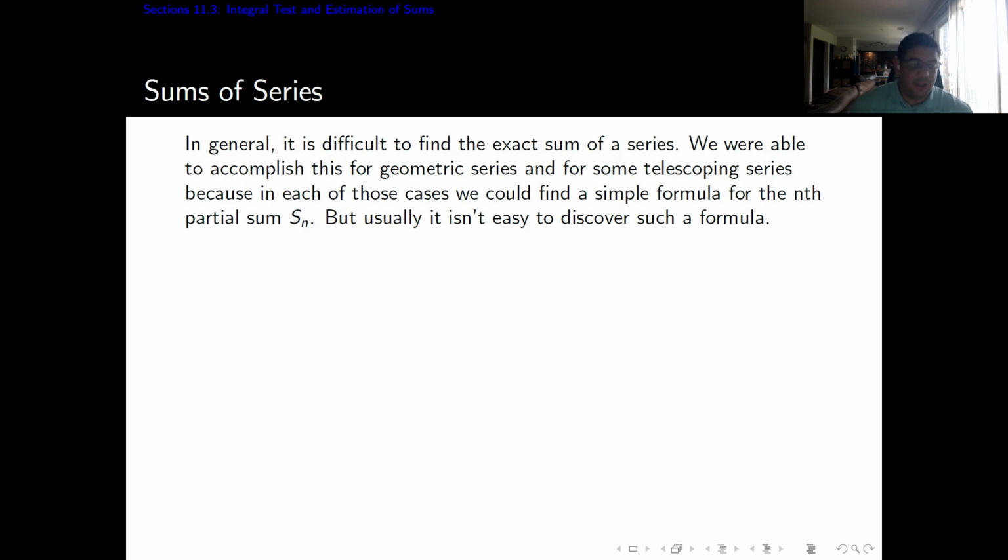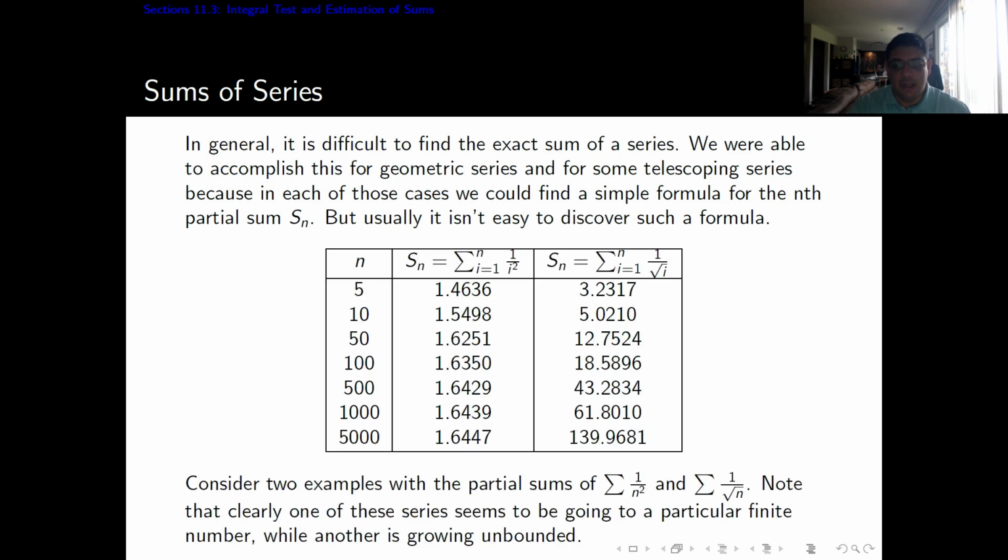But it's not going to be easy to discover such a formula in general for most series, so I'm not going to be able to do that very often. But one good approximation would be to analyze what happens with the partial sum and see if the partial sum is getting somewhere, and then see if it's possible to approximate with another method. So as an example, consider a couple of series.